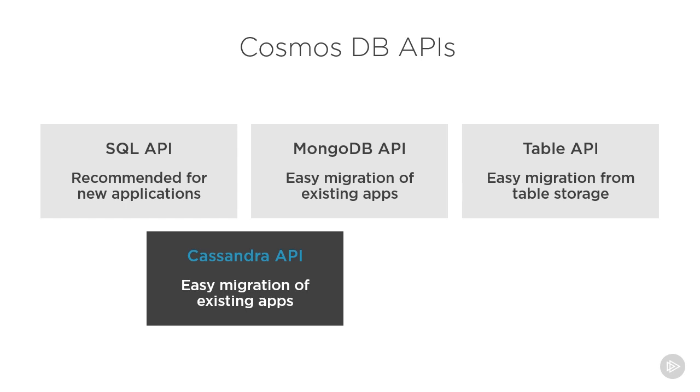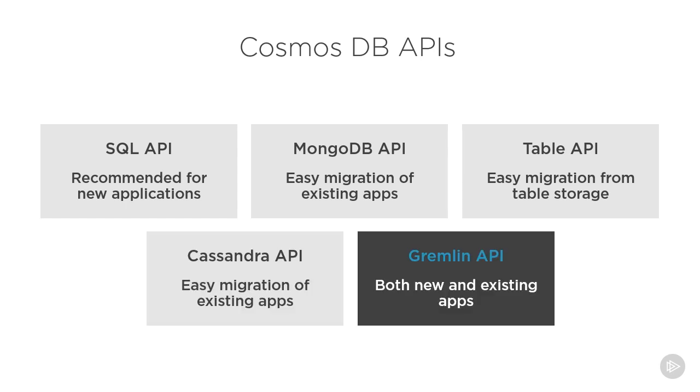DB Cassandra API. And finally, the Gremlin API, also known as the Graph API. This API is recommended for both new and existing applications. If you are designing a new application which is going to use the Graph data model, it is a good idea to go with Azure Cosmos DB Gremlin API. This API is also handy for existing applications. You simply migrate your data to Azure Cosmos DB and point your application to use the Cosmos DB Gremlin API. We are going to look into all these APIs separately in the next 5 modules.